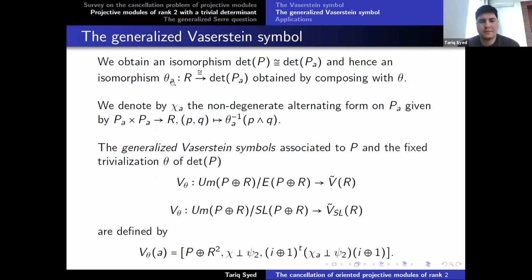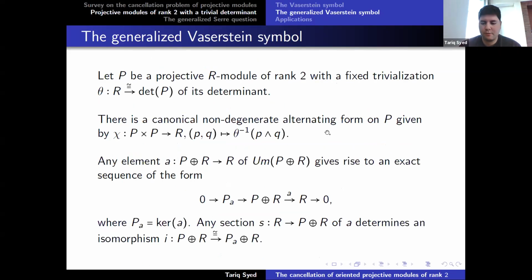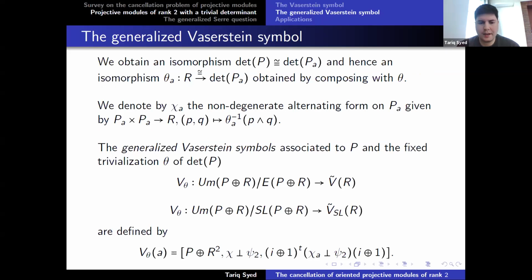And then we get another alternating form, theta A. So first of all, an isomorphism theta A from R to the determinant of PA, just by composing with the isomorphism induced by the stable isomorphism and the original isomorphism from R. So I called it theta from R to the determinant of P. Okay, just by composing. And then completely analogously, we get a non-degenerate alternating form on PA using the same definition as before. And now we want to compare, in a way, chi A. I call this non-degenerate alternating form chi A. And on the previous slide, I defined chi.